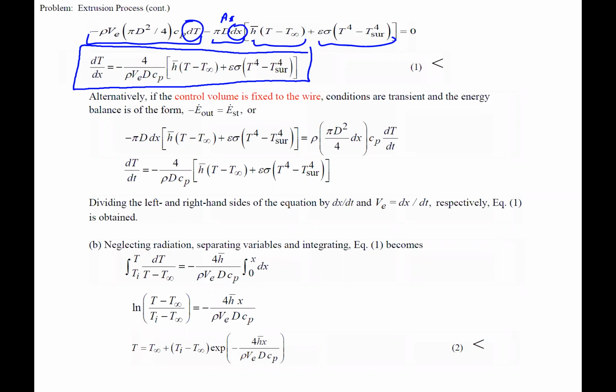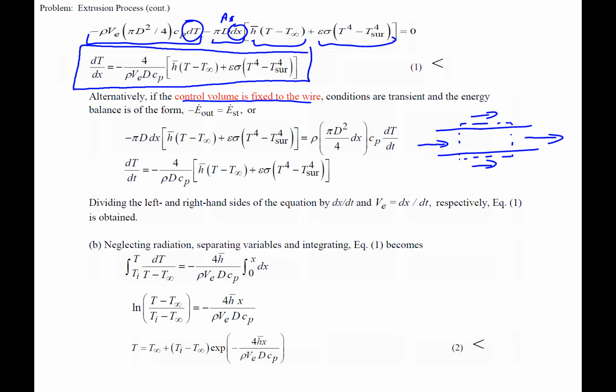The other way that we could have derived this is if we fix the control volume to the wire. Okay, so if we have the wire right here, and then this is our control volume, the wire is moving, but in this case, so is the control volume. Okay, so it's moving at the same velocity. So if that's occurring, that means there's no mass flow rate in or out of that control volume. Okay, because it's moving with the mass.